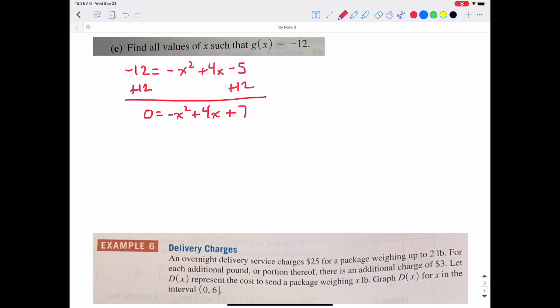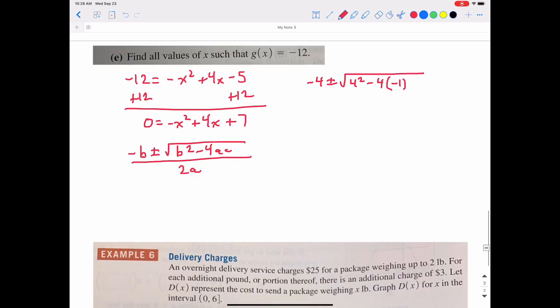Well, we've got our good friend, the quadratic formula. Negative b plus or minus the square root of b squared minus 4ac all over 2a. No, I'm not going to sing it for YouTube. So we will have negative 4 plus or minus the square root of 4 squared minus 4 times a, which is negative 1, times c, which is 7, all over 2 times negative 1.